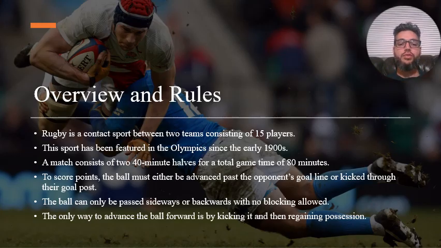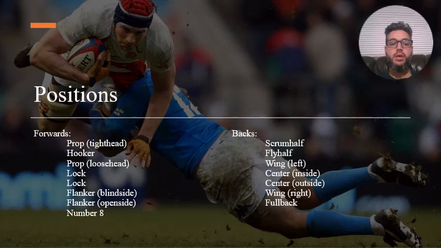It consists of two 40-minute halves for a total game time of 80 minutes. This is not necessarily including the amount of breaks in between. To score points, a ball must either be advanced past the opponent's goal line or kicked through their goal post. The ball can only pass sideways or backwards, no blocking allowed. And the only way to advance the ball forward is by kicking it and then regaining possession of the ball.